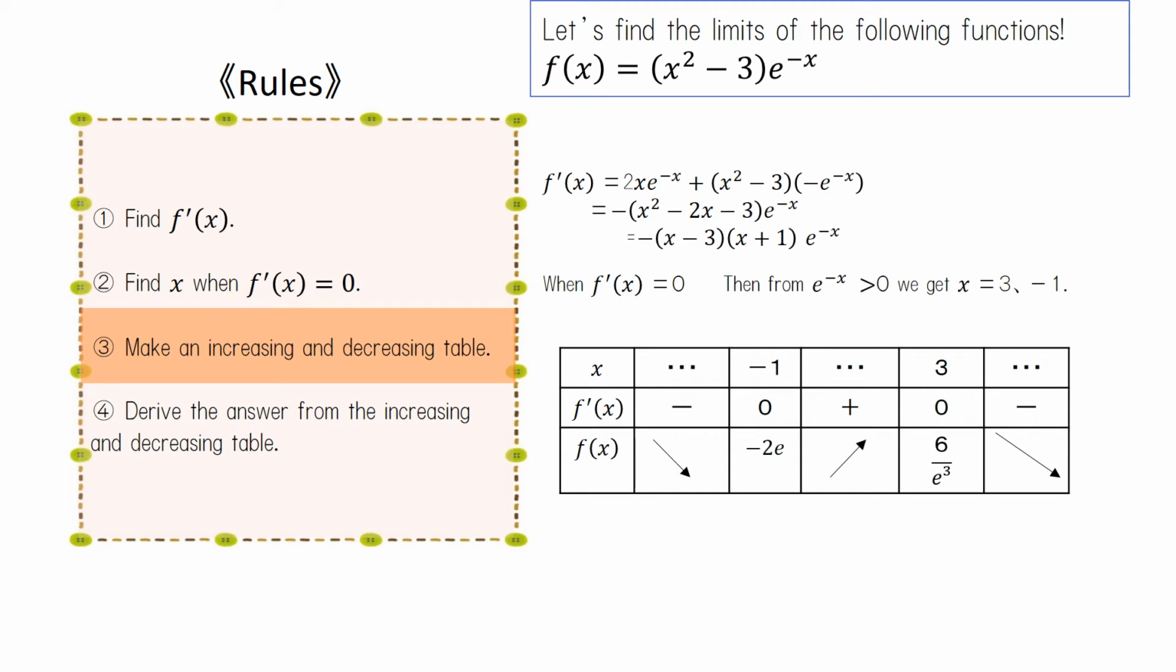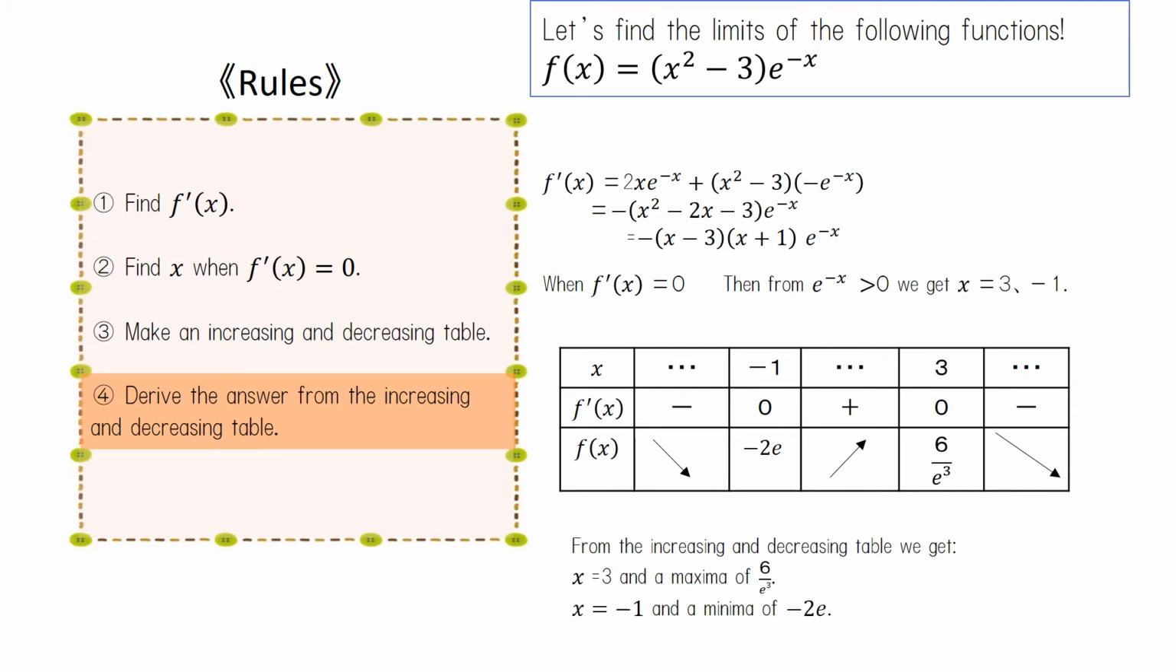Next, let's make an increasing and decreasing table. The table should look like what is shown down below. Finally, from the increasing and decreasing table, we get a maxima of 6 over e cubed when x equals 3 and a minima of negative 2e when x equals negative 1.